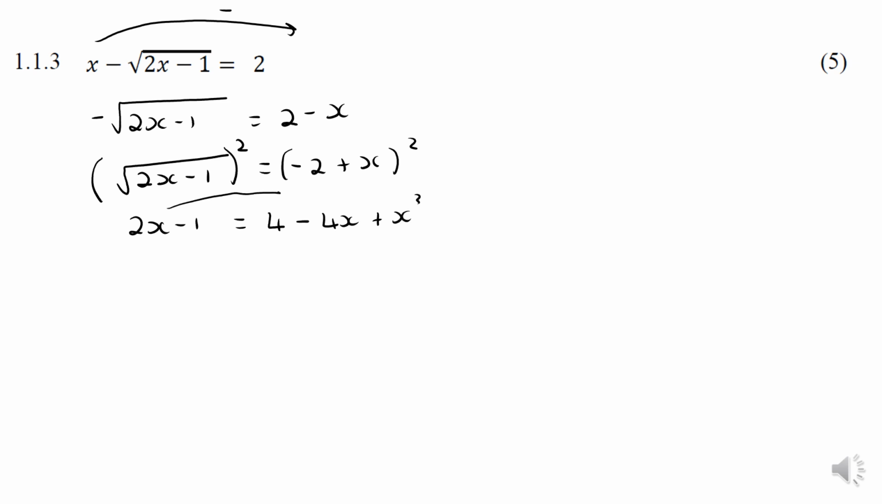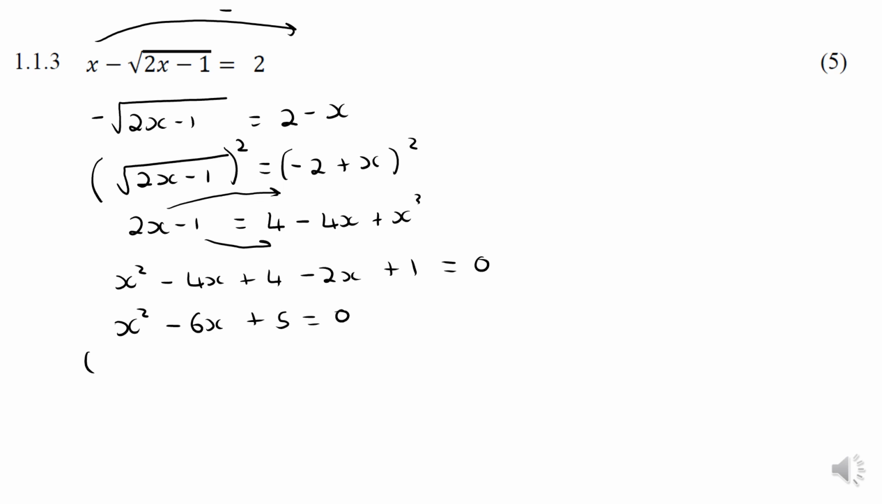Because this is a quadratic equation, I'm going to get everything onto one side. So I'm left with x squared minus 4x plus 4 minus 2x plus 1 equals 0. From here, I'm going to collect like terms, so it will be x squared minus 6x plus 5 equals 0. If you factorize the following, you'll have your factors of 5 being 1 and 5. Then you have your x and your x. Because of the plus, your signs need to be the same. Because your middle term is a negative, each of them are going to get a negative. So x is equal to 1 or x is equal to 5.